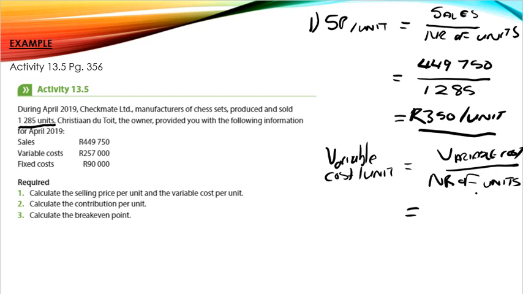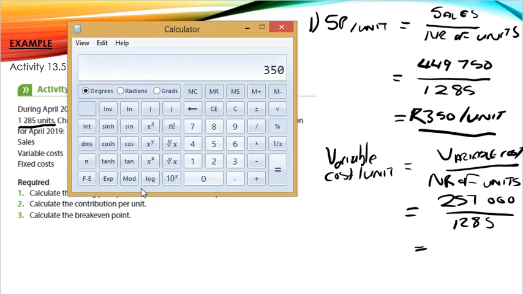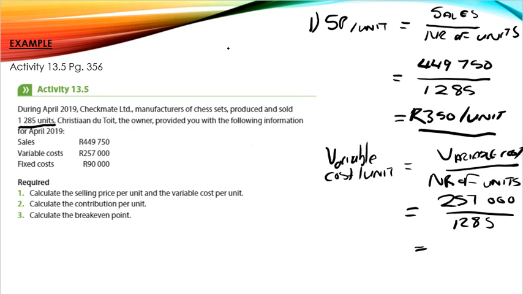So my total variable cost in this instance is 257,000. Number of units is still the same. Let's grab a calculator again. So 257,000 divided by 1285. My variable cost per unit is 200 Rand per unit.